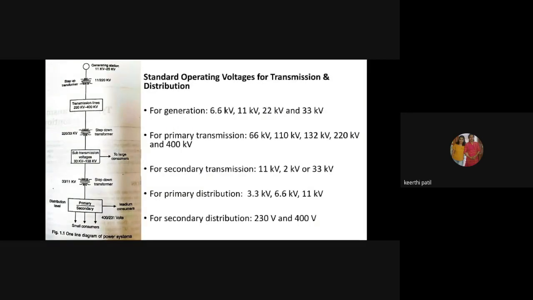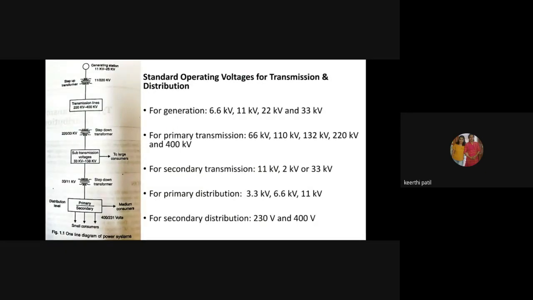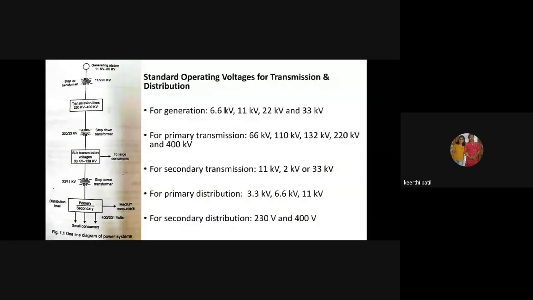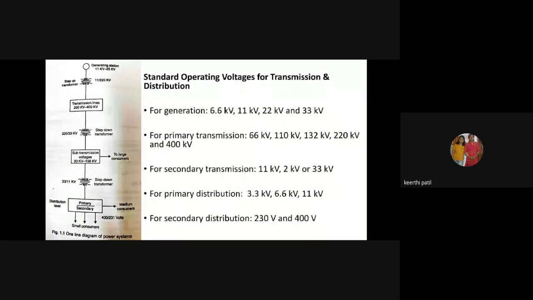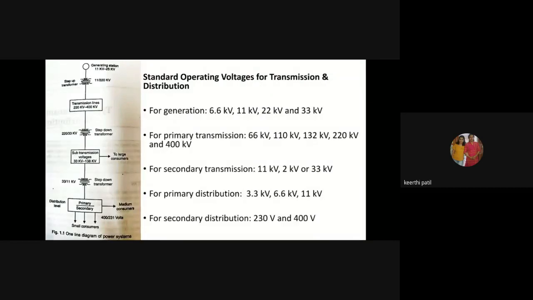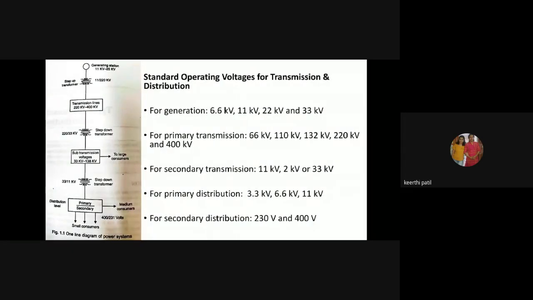After generation, which is happening at 6.6, 11, 22 and 33 kV, there is primary transmission. Primary transmission level voltages are 66 kV, 110 kV, 132 kV, 220 kV up to 400 kV. I am not mentioning that it is actually beyond the books. If you see, then it is actually 750 kV, or rather 1200 kV we have reached for transmission.